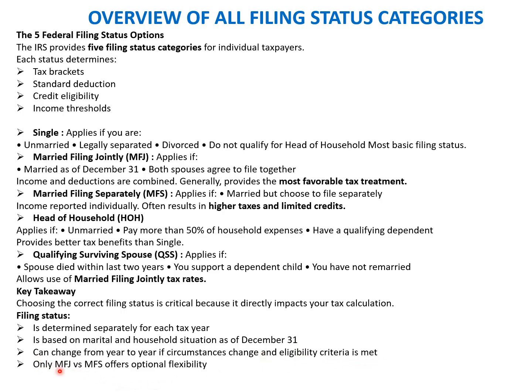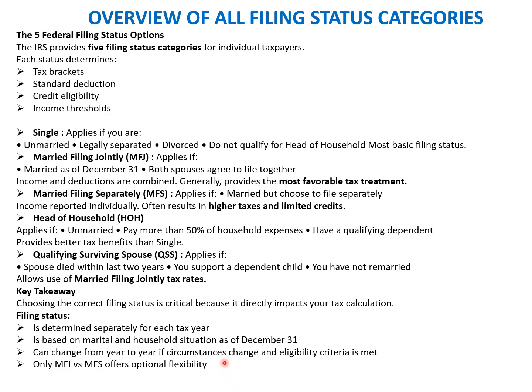Only between married filing jointly and married filing separately is there optional flexibility. Which means that a couple can file their return jointly in one year, and then decide to file separately in the next year, and vice versa. So this decision is optional. All the rest of the categories are dependent upon the status which is there on 31st December, which is dependent on the marital status or the household status.